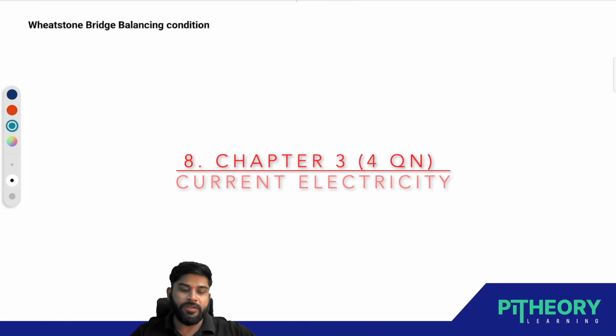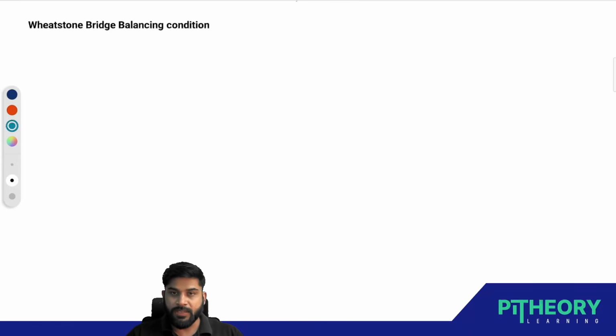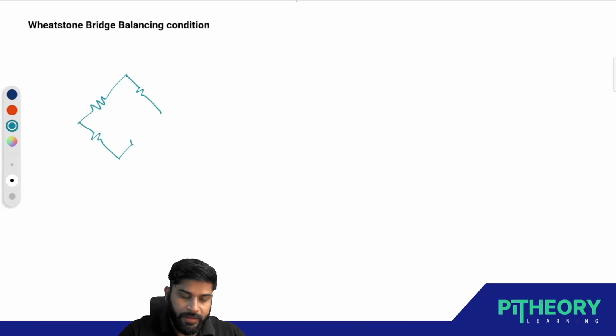The next question: the Wheatstone bridge balancing condition. Let's draw the circuit diagram first, analyze it, apply Kirchhoff's laws, and get to the balancing condition. So let's consider a network of four resistors. The Wheatstone bridge is nothing but this network of resistors. Let's say this is R1, this is R2, this is R3, and this is R4. I would suggest you follow the same marking, otherwise confusion might come. Let's say this is A, B, C, and D.